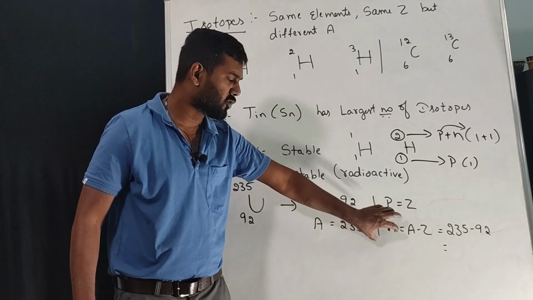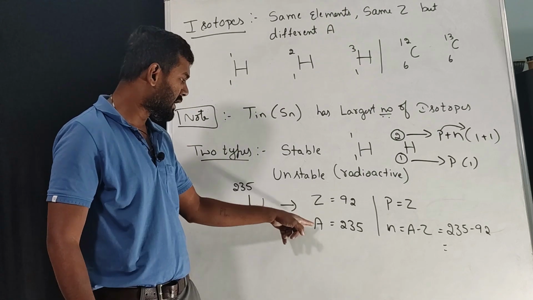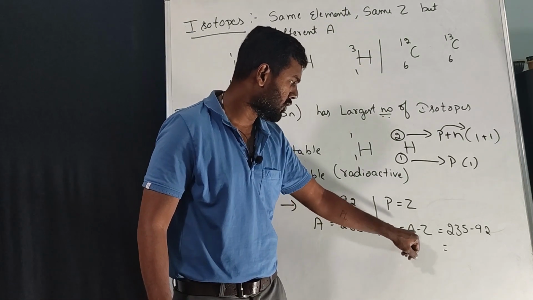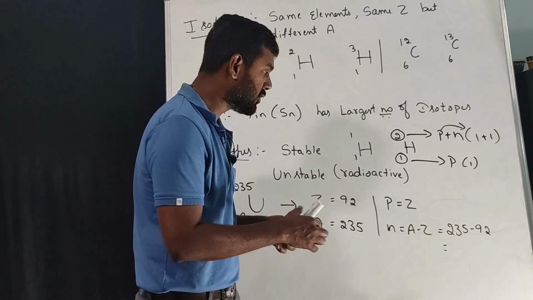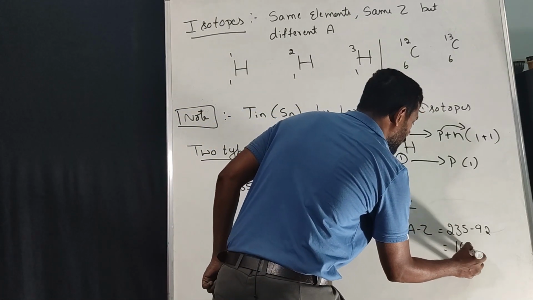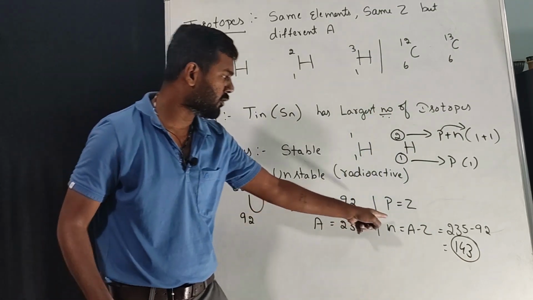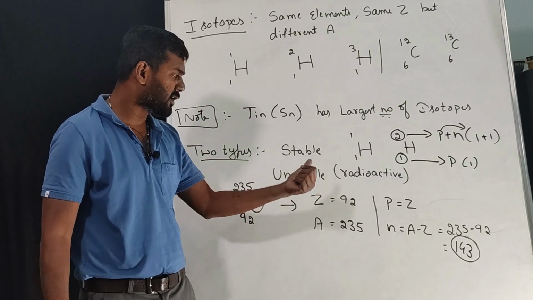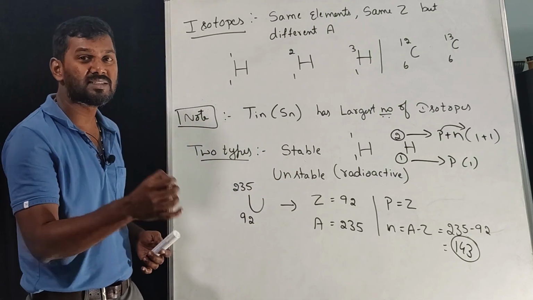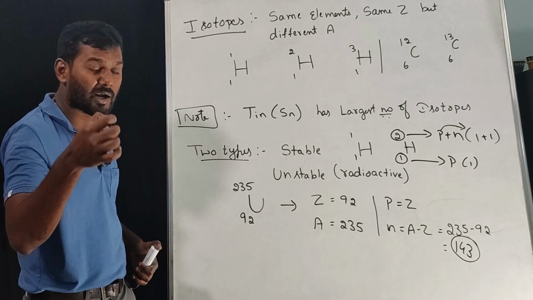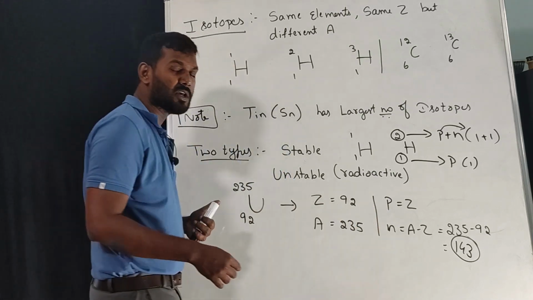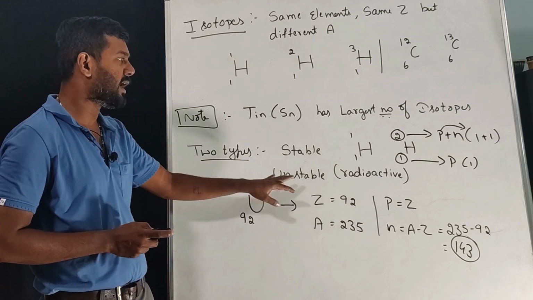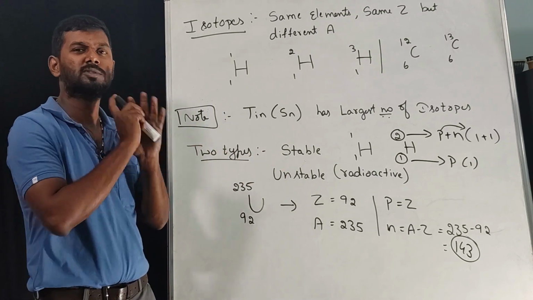But when it comes to neutrons, how to find the number of neutrons? A minus Z. If you subtract it, we'll get the answer. So the number of neutrons is equal to A minus Z, 235 minus 92, that is 143. See here, the number of neutrons is 143, the number of protons is just 92. So these kinds of examples are called unstable isotopes or radioactive isotopes, where the number of neutrons is greater than the number of protons. So this is an example for stable and unstable. If you know this much about isotopes, that is enough.